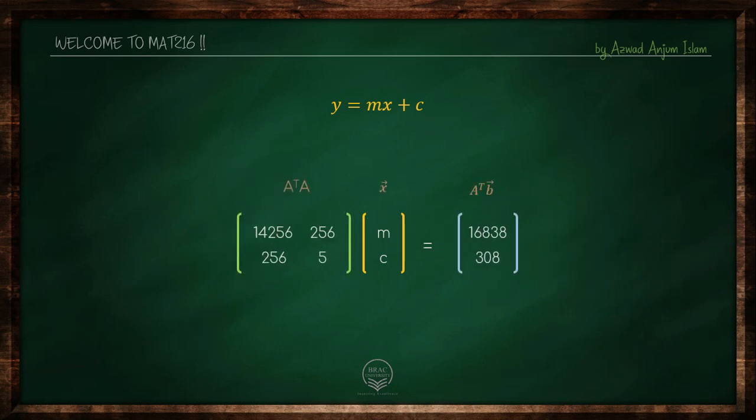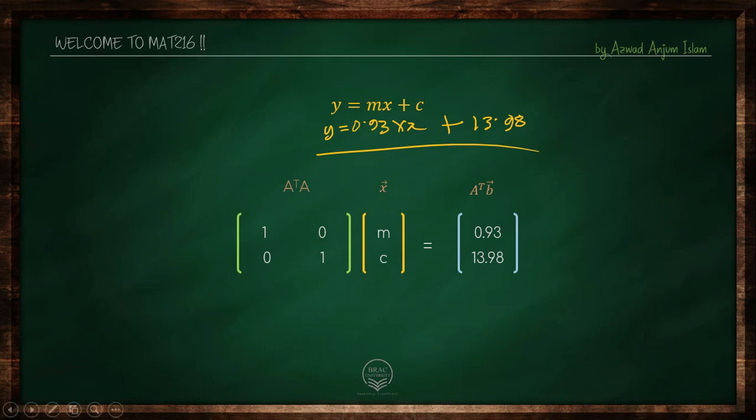If I perform a row operation process, if I convert this into reduced echelon form, my system looks like this. So as you can see, m is equal to 0.93, c is equal to 13.98. So if you put those values here, you get the equation of a line, right? So y is equal to 0.93 into x plus 13.98. This is a very nice equation of the line.